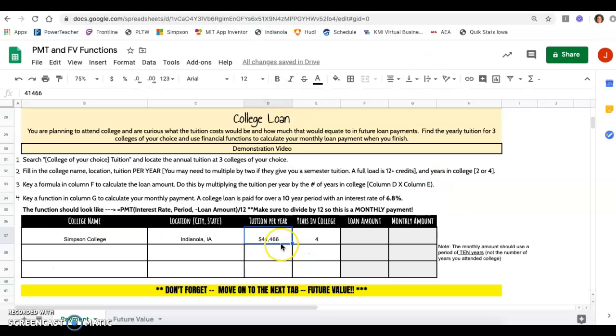$41,466. I will say that very few people, something like 1% or less of people that go to Simpson, pay that entire amount, between financial aid, scholarships, and especially if you're working while you're in college, which a lot of people are able to do. So don't let these numbers scare you.